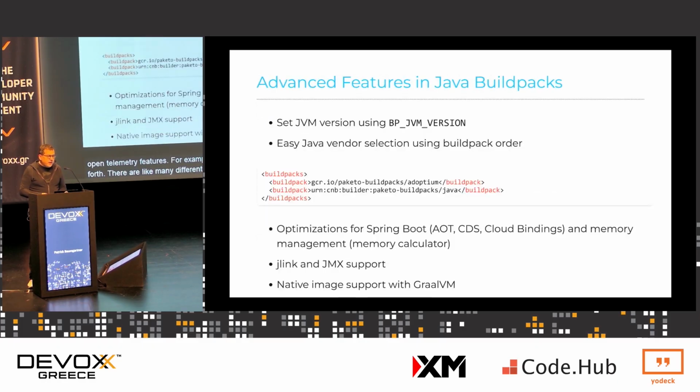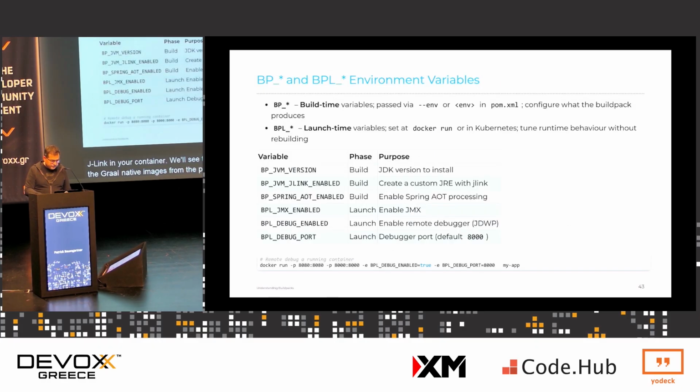There are also some advanced features which I like, because you could, for example, choose the flavor of your Java version. You can actually define the Java version. You can also say, for example, that you want to have Spring Cloud Bindings in there, which means enabling health and readiness checks, for example. And as well, you could do something like JLink in your container. We'll see that a little bit later. And of course, it also supports Cloud Native images from the perspective of the Java buildpacks.